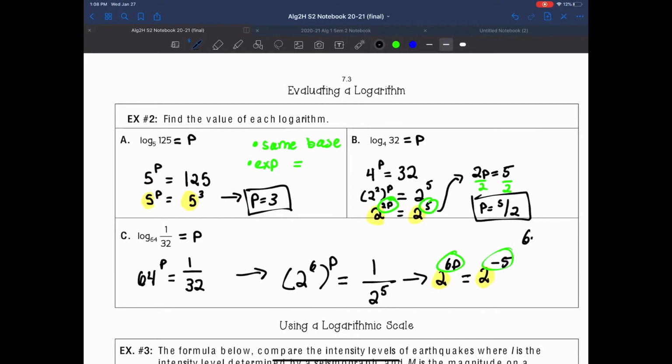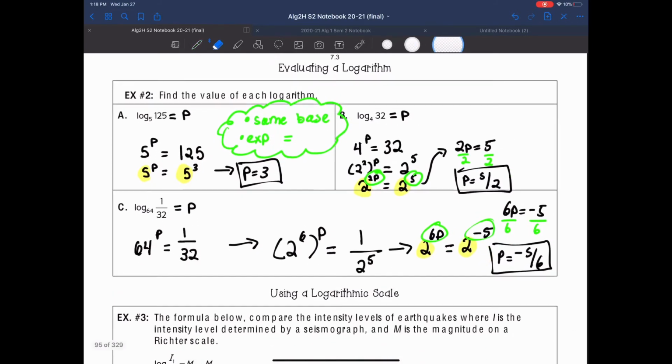If 6p equals negative 5, divide both sides by 6, and we get p equals negative 5 over 6. So the logarithm is negative 5 over 6. Once again, we are always trying to make the same base so that we can set the exponents equal to each other with these basic examples.